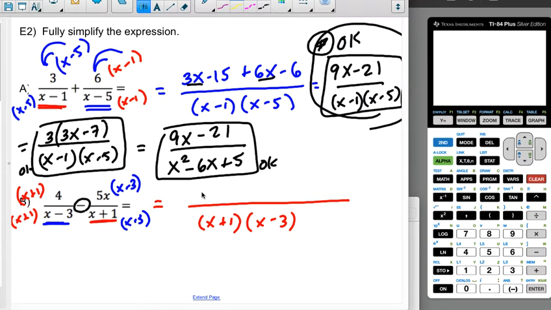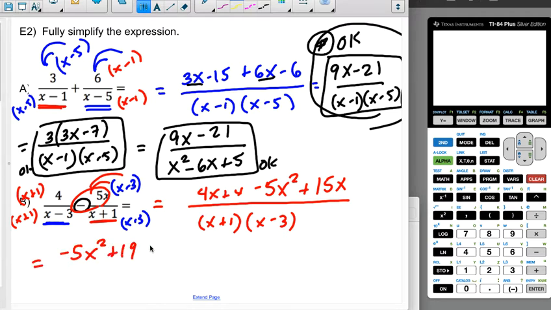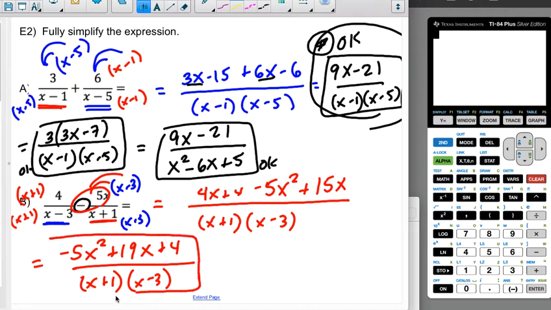The 4 times the x + 1 will give me 4x + 4. And then this is a negative 5x that's getting distributed to these, so I'll get negative 5x squared plus 15x. When I clean this up, I'm going to get negative 5x squared plus 19x plus 4. You could certainly check and see if this is going to factor, but here's my argument. I can check and see if it factors into either of the things on the bottom, but the only reason there would be any incentive to factor the top is if either x + 1 or x - 3 was a factor.